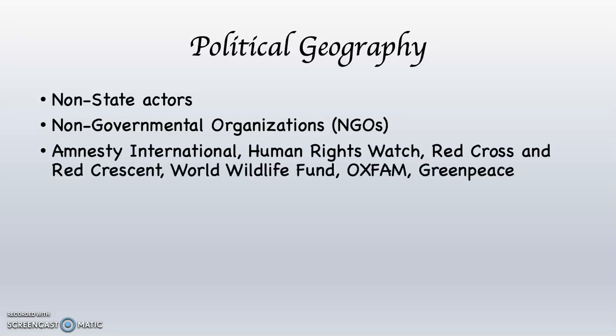And here's some. The United Nations has a list that has hundreds of them. Amnesty International, you probably heard of that. Human Rights Watch, you probably heard of that. The Red Cross and the Red Crescent, you undoubtedly heard of those. World Wildlife Fund, Oxfam, which is the Oxford Committee for Famine Relief, so it tells you kind of what it's about. Greenpeace. All of these are versions of NGOs.